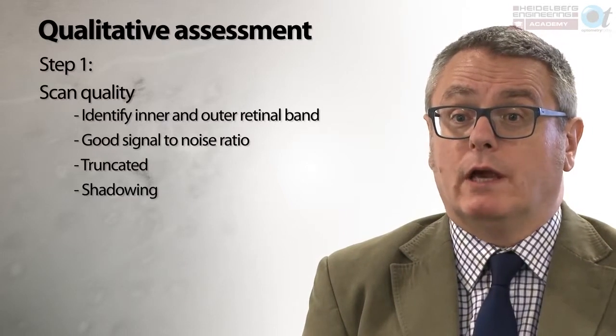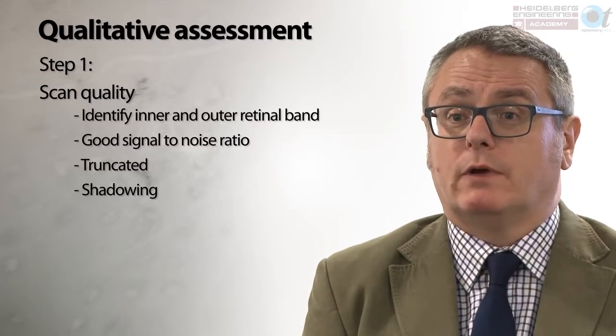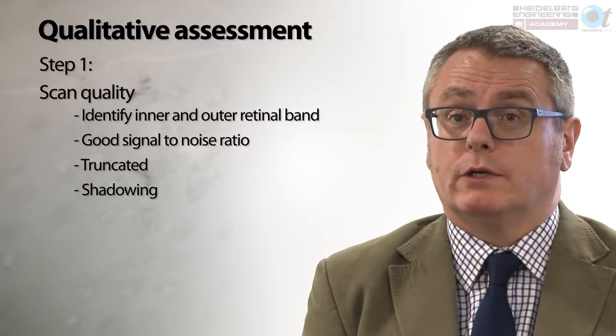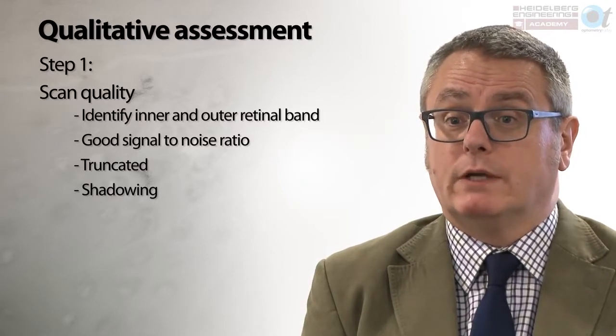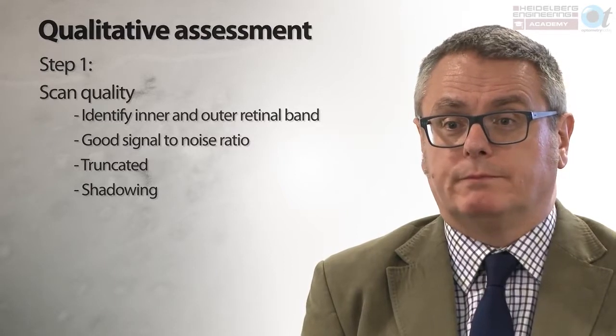Then we need to look at the overall scan quality and think about this basic pattern. So identify inner and outer retinal bands. Have we got a good signal to noise ratio? Can you see good laminar structure to the retina? Is the scan truncated? And is there any obvious shadowing on the image?